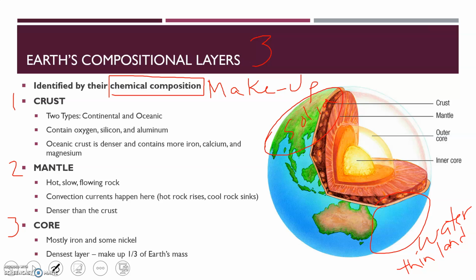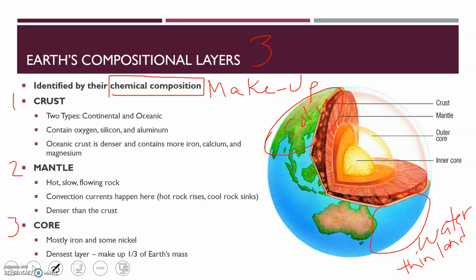Now, you need to understand that both types contain oxygen, silicon, and aluminum. And the oceanic crust is denser and contains more iron, calcium, and magnesium. Both of them, though, have land on the base, because we know that if you go in the ocean, what's underneath your feet? Sand. That's considered the continental land. That's still continental crust, okay?